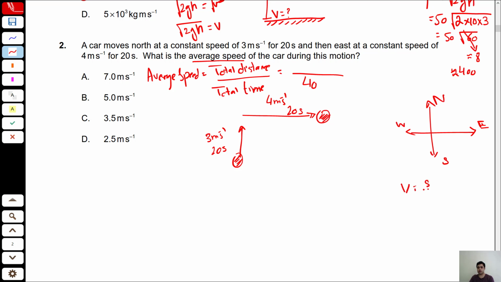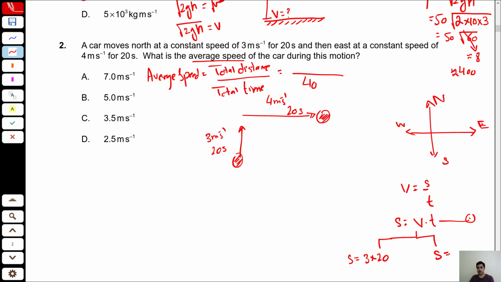So speed equals distance over time. This is the formula that we will be using. Distance will be equal to velocity multiplied by time. This is the equation. So we have two cases there. In the first case we will use 30 meters per second during 20 seconds. So distance will be 3 times 20.